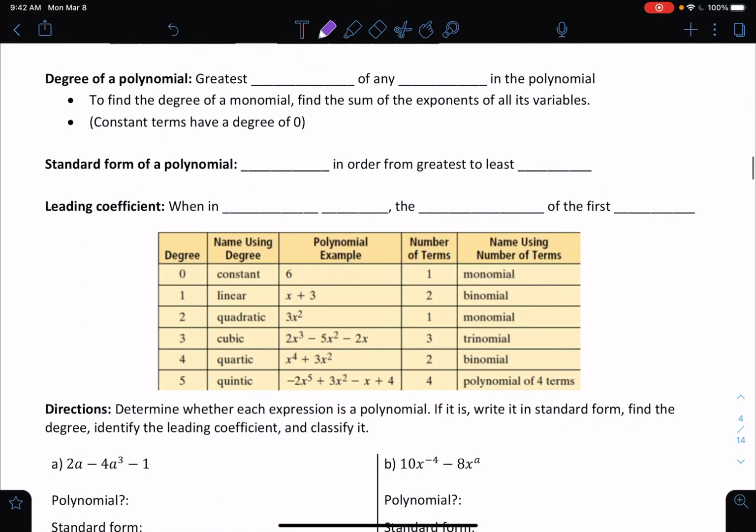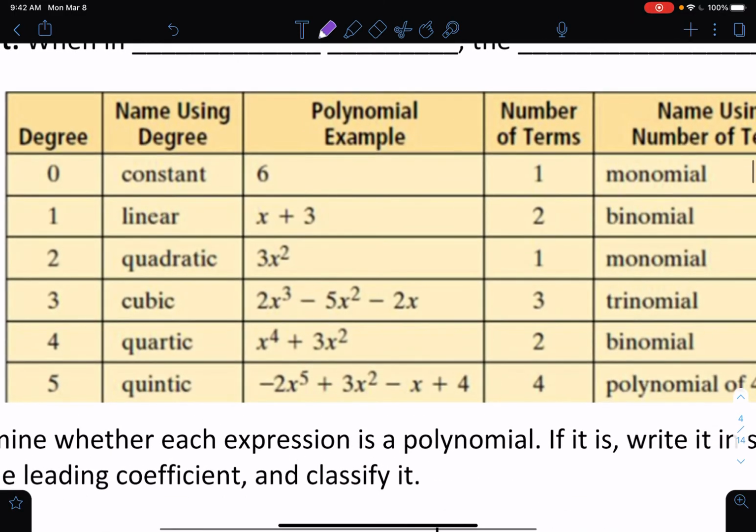Might be nice just to go down here and look at these examples. Each of these in this column here are an example of a polynomial, because it could just be something like 6 or x or 4y, or we could be adding or subtracting those monomials. X plus 3, 2x to the third minus 5x squared minus 2x. So it's these terms being separated by addition or subtraction.